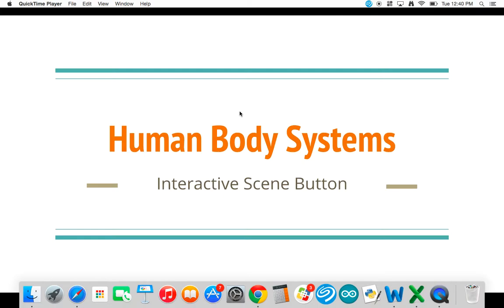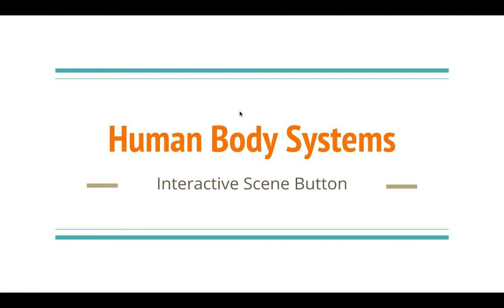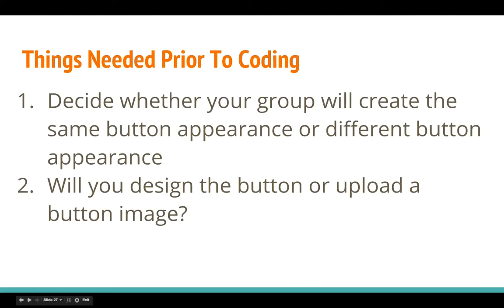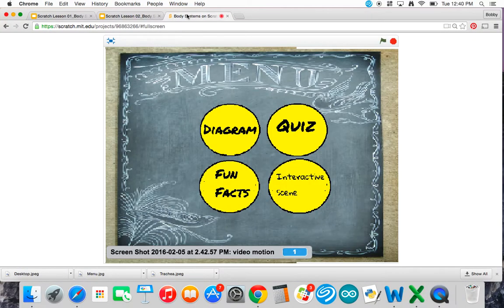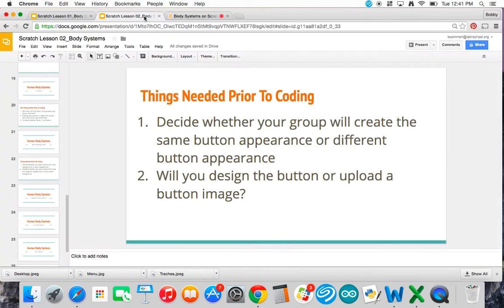Body systems project and the computer science component where we add an interactive scene button. One thing to keep in mind prior to coding, you need to decide as a team whether your group will create the same button appearance or a different button appearance. What I mean by that is, if you look at my project, I have all my buttons the same.